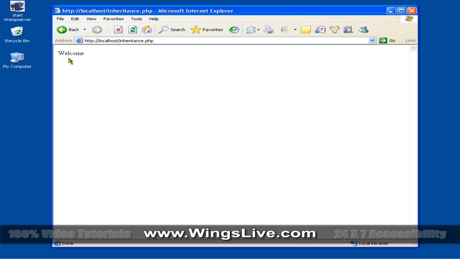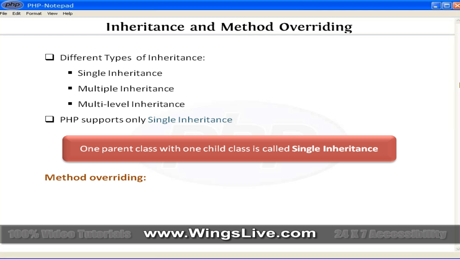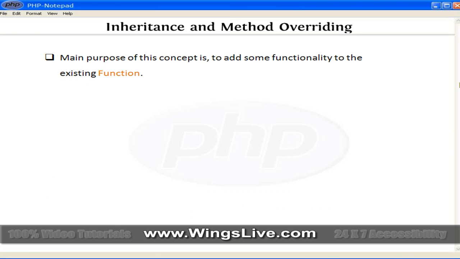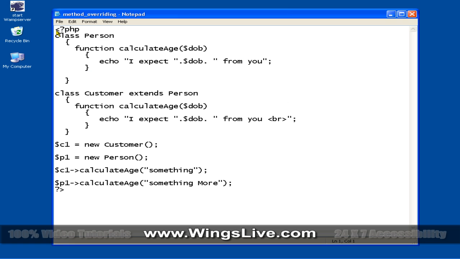Now let's see what method overriding is. Method overriding. If the method in the base class is redefined with the same name, same signature, and same access specifier in the derived class, then it is called method overriding. The main purpose of this concept is to add some functionality to the existing function. Let's see one example.